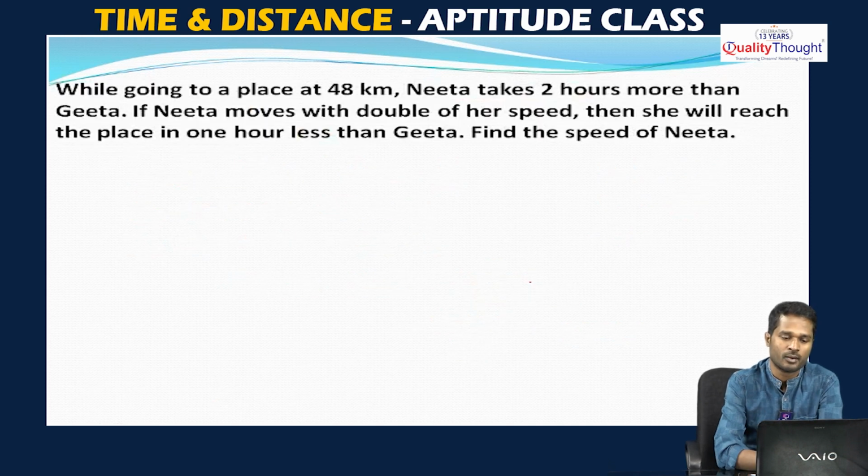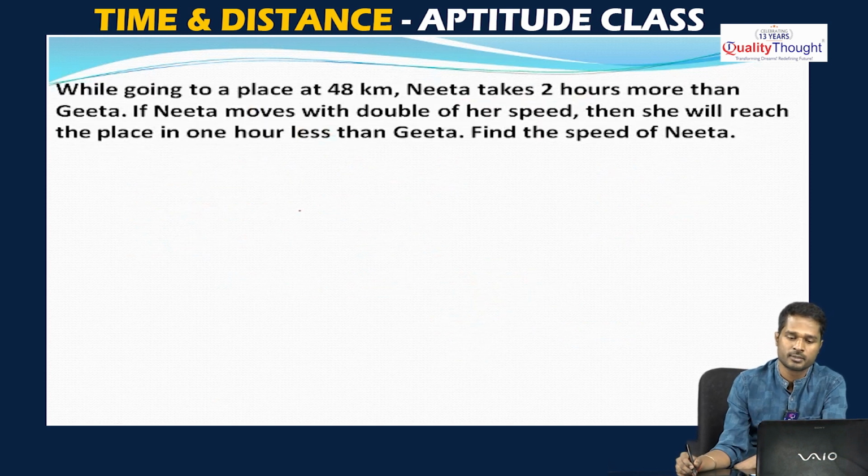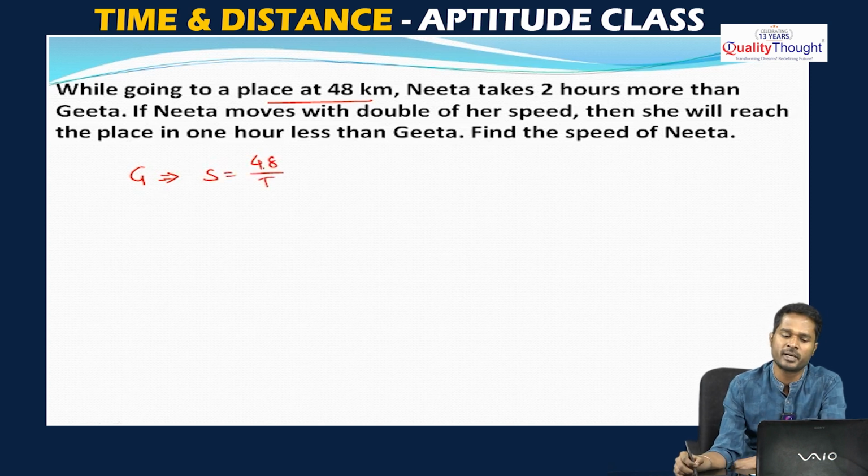The question says, while going to a place at 48 kilometers, Neeta takes 2 hours more than Geeta. Okay, there is a place which is at 48 kilometers distance. So while going to this place, Neeta takes 2 hours more than what Geeta is taking. So let's see the distance. Geeta is going for 48 kilometers. So for Geeta, let her speed I am taking as s, distance is 48, time is t. So Geeta is going with a speed of s kilometers per hour, distance is 48, time is t.